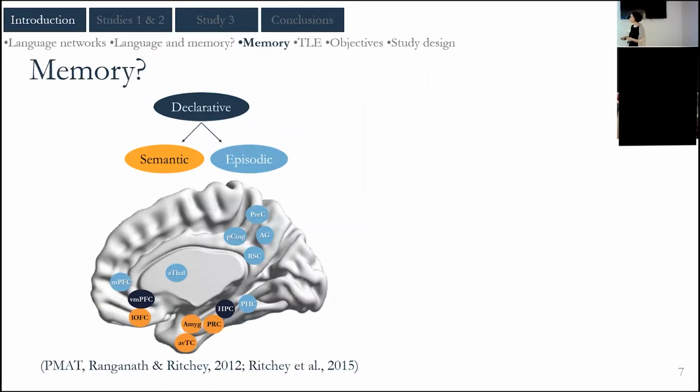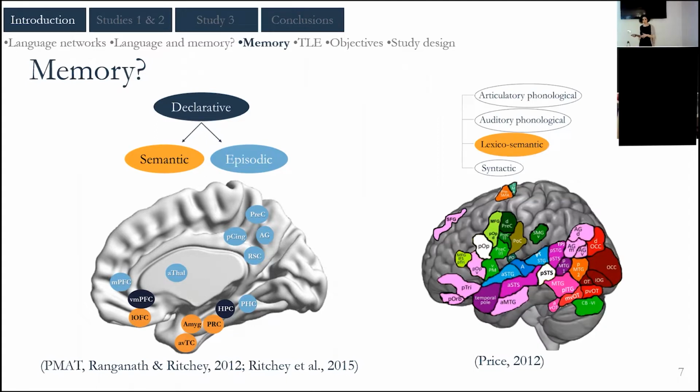Here I present a model of the memory network. In that model, it was proposed that semantic processing is supported by the anterior temporal system, whereas episodic recollection is supported by the posterior medial system. These two systems are connected and integrated via the hippocampus, which performs relational binding between the contents of these two systems. Coming back to the language system, we see that the semantic networks in memory and in language partially overlap within temporal regions.